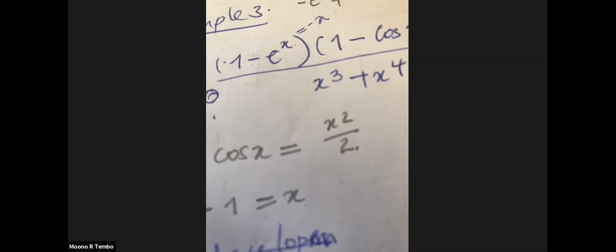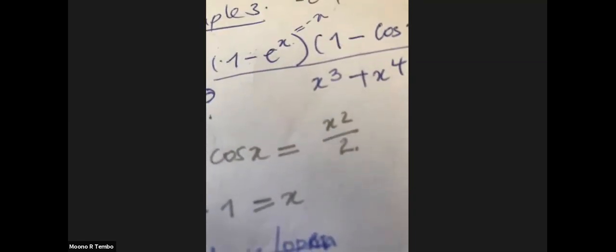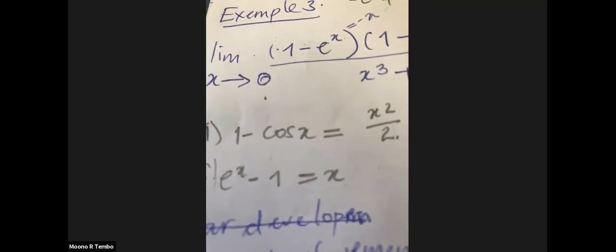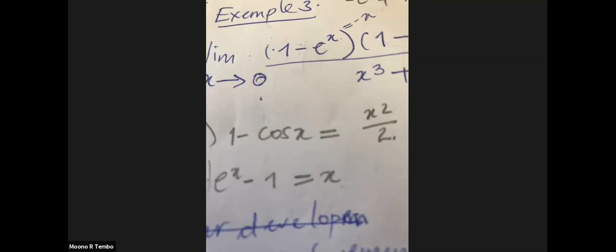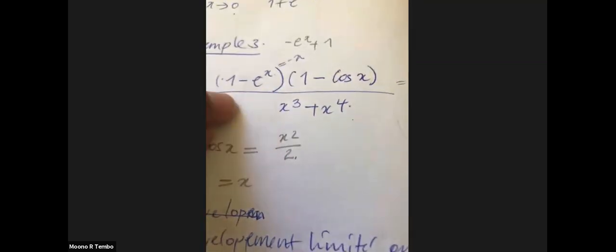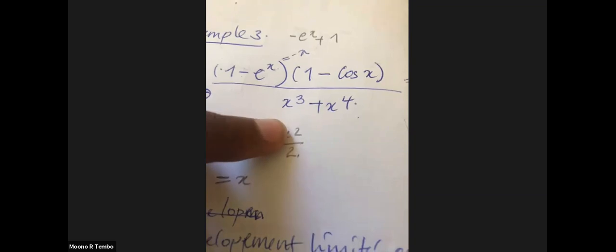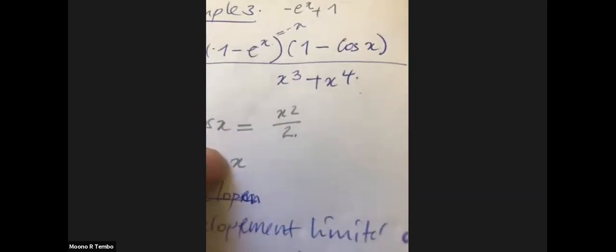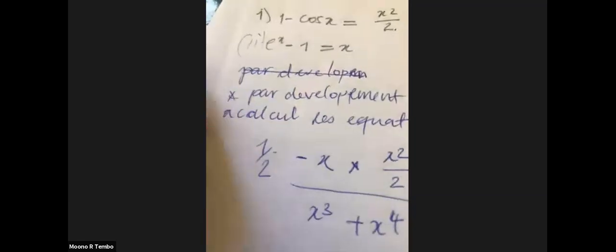Now in our actual question, everything was negative, like the sign was negative and not positive. That means if e to the power x minus 1 is equal to x, the opposite, 1 minus e to the power x, is going to be negative x. So the next step is to replace these expressions by what they're equal to: x to the power 2 over 2, and x itself.